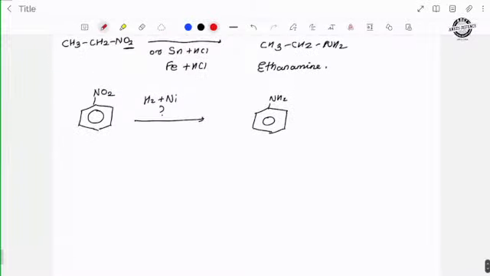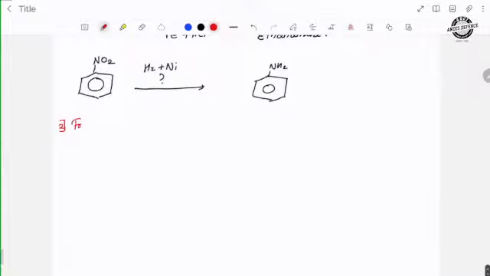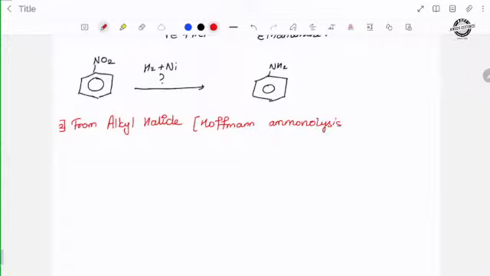Next is from alkyl halide, which is known as Hoffman ammonolysis method.